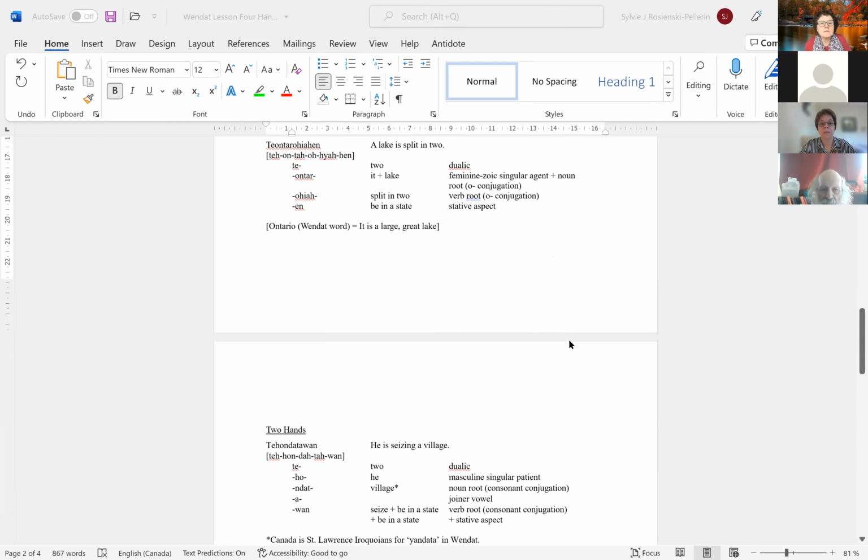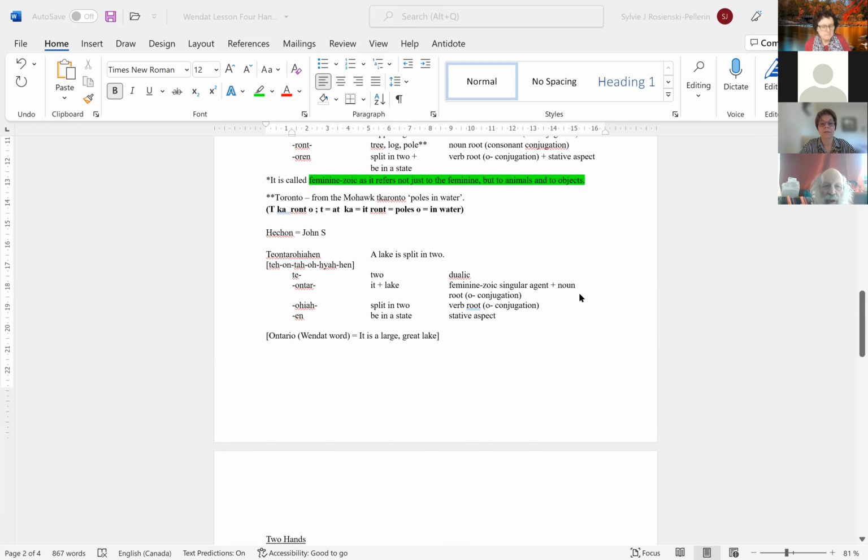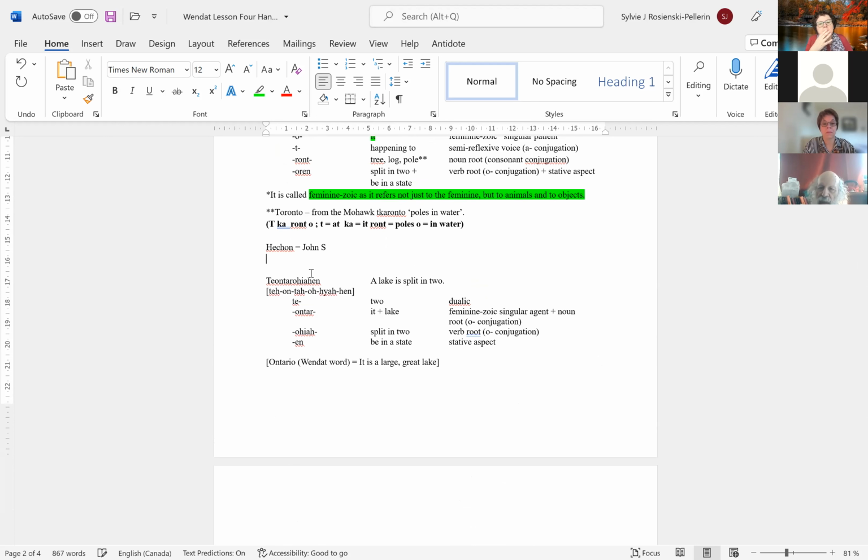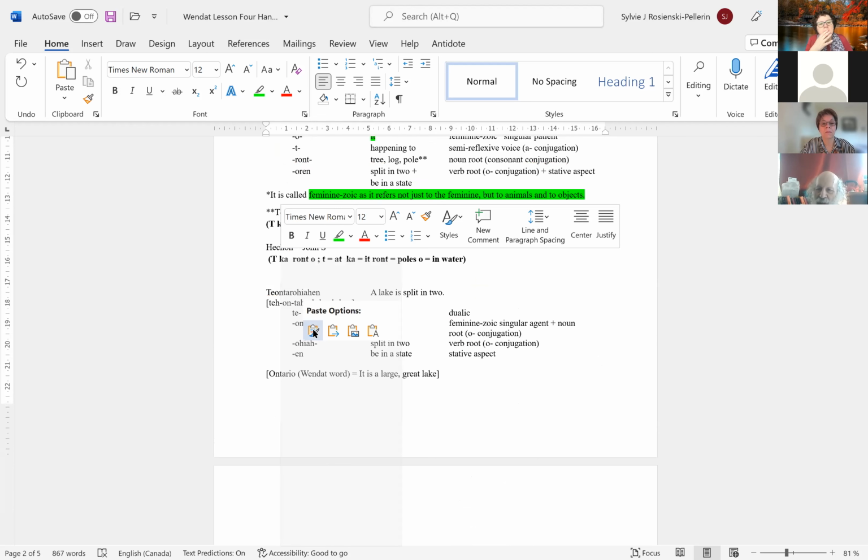Now, a lake is split in two. A lake is split in two. Now, dualic again, and it plus lake. The unter should be familiar to you as well because it's in the Wendat word Ontario, which means it is a large lake, which is a good name because it is a large lake.